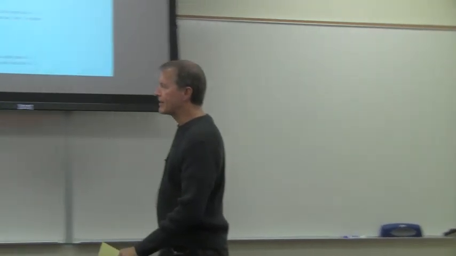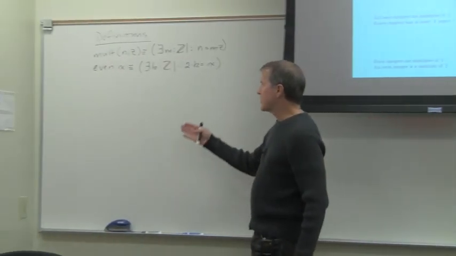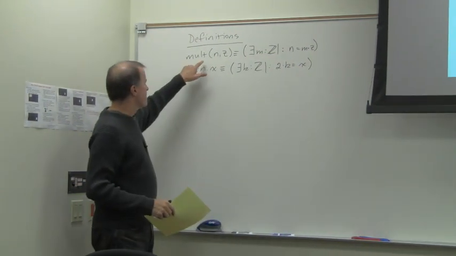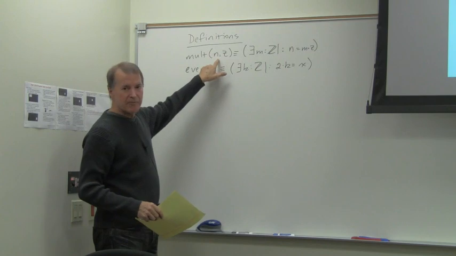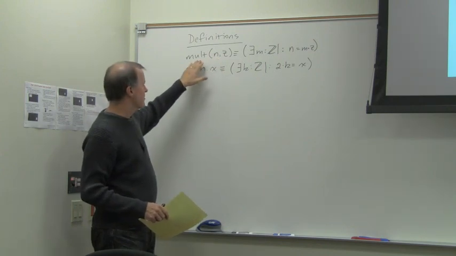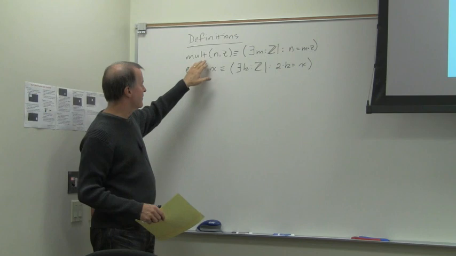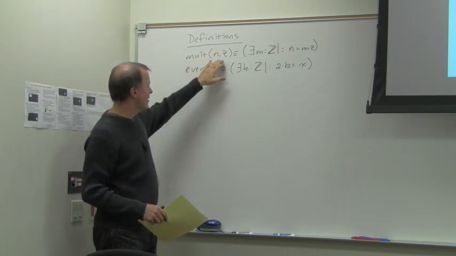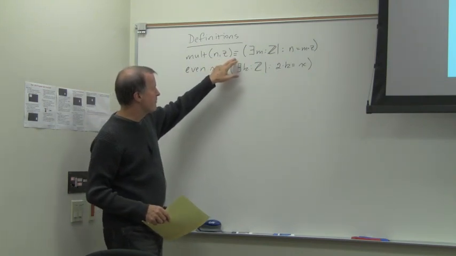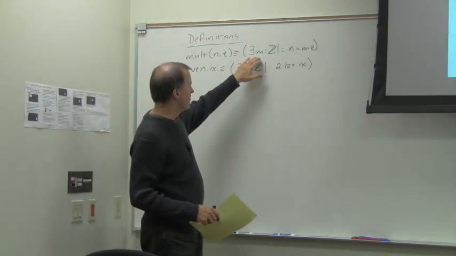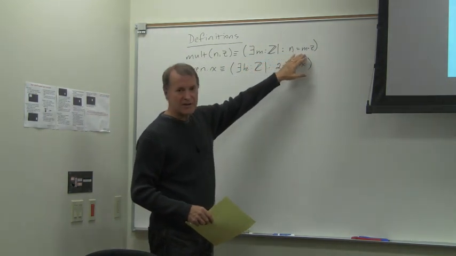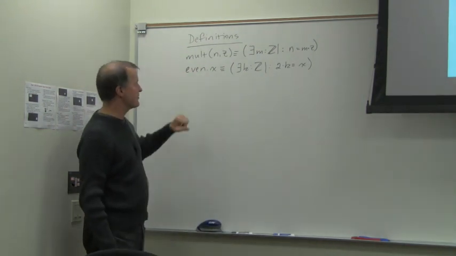At the end of class last time, we had established these definitions. N is a multiple of Z. So this is a predicate, mult, and the definition of what it means for N to be a multiple of Z: mult(N, Z) is equivalent to there exists an M, which is an integer, range true, such that N equals M times Z. We gave some examples of that last time.